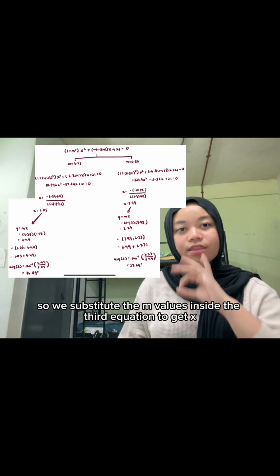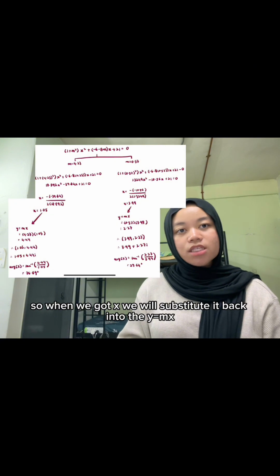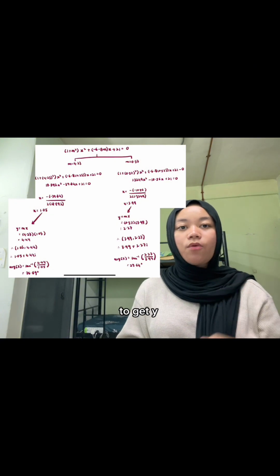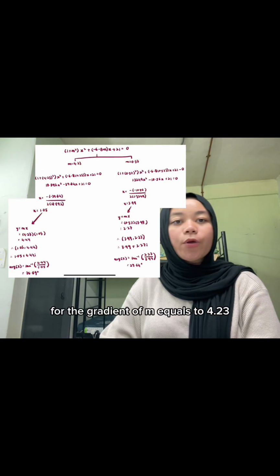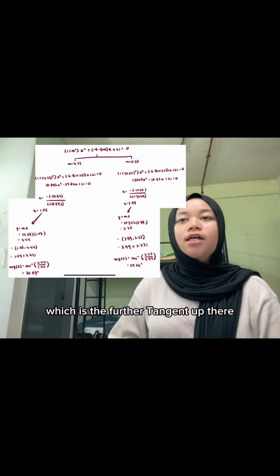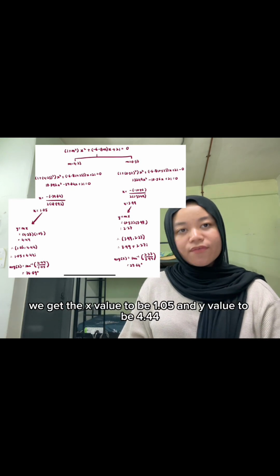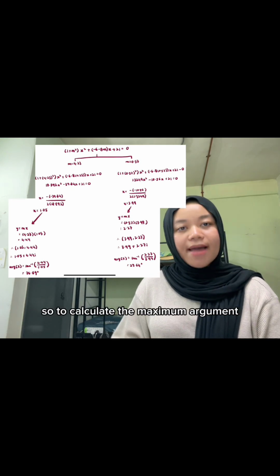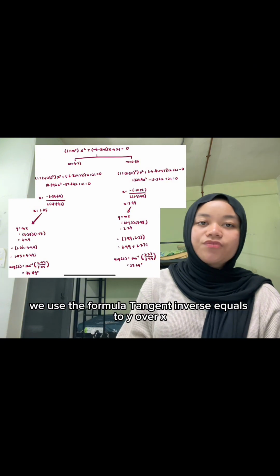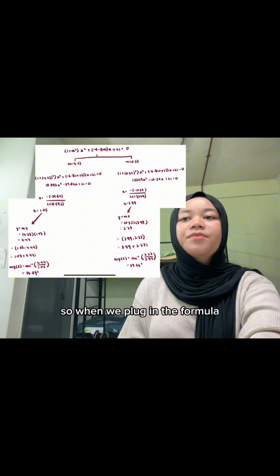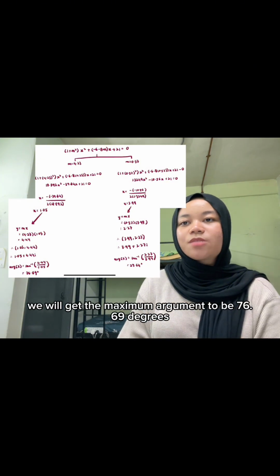After we get our m values, we can solve for x and y for each tangent. We substitute the m values inside the third equation to get x. When we got x, we will substitute it back into y = mx to get y. For the gradient m = 4.23, which is the further tangent up there, we get the x value to be 1.05 and y value to be 4.44. To calculate the maximum argument, we use the formula tan⁻¹(y/x). When we plug in the formula, we will get the maximum argument to be 76.69 degrees.